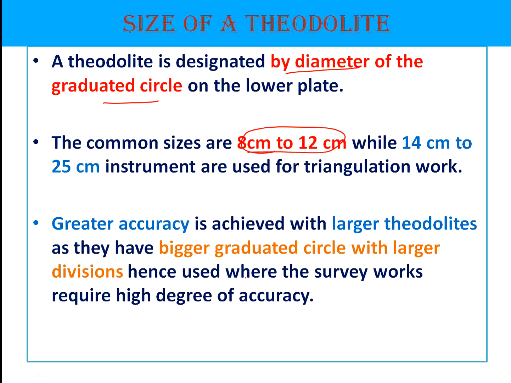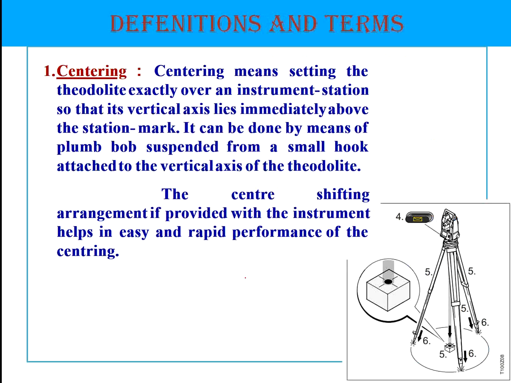So for such types of survey work where the accuracy required is higher, we will be using the larger theodolites. Now coming to several terms associated with theodolite survey. First one is centering. Centering means you have to set your theodolite in such a way that the vertical axis, the center of the instrument, must be in line with the station point. That means it should be exactly above the station mark. So that process of setting your theodolite exactly over the instrument station is termed as centering.